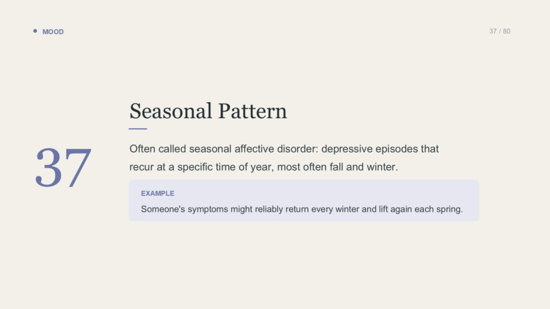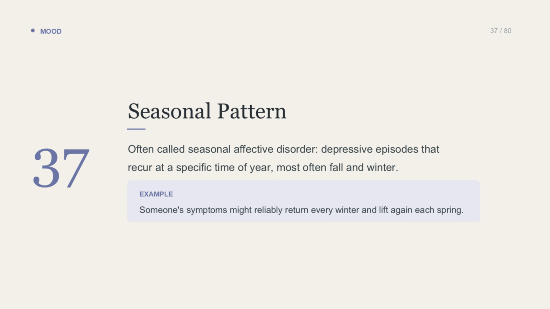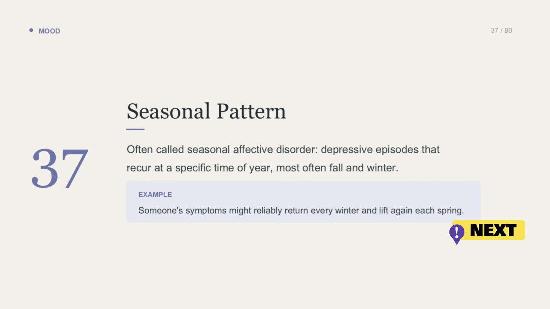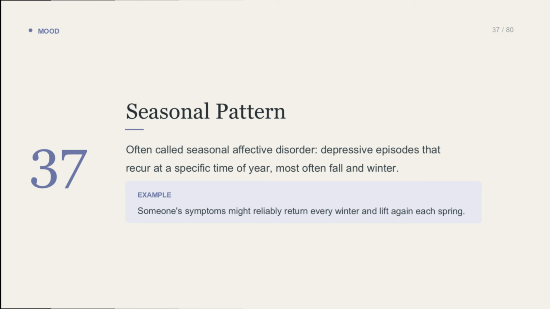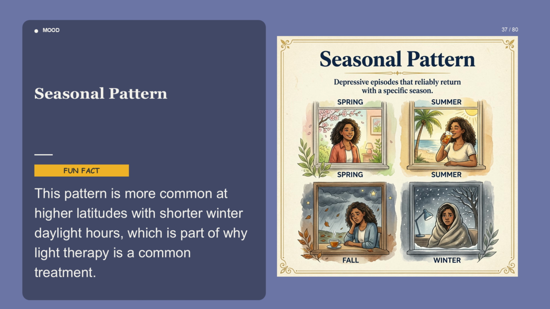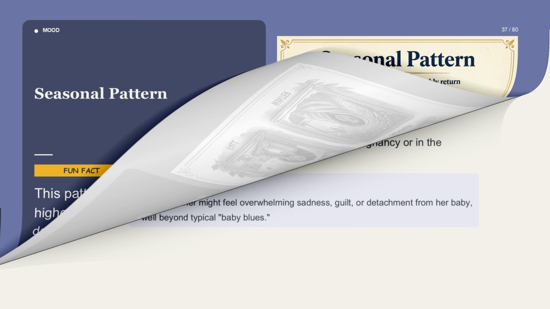37. Seasonal pattern. A seasonal pattern, often called seasonal affective disorder, describes a recurring pattern of depressive episodes that occur at a specific time of year, most commonly during the fall and winter months. For example, someone might notice their depressive symptoms reliably return every winter and lift again each spring.